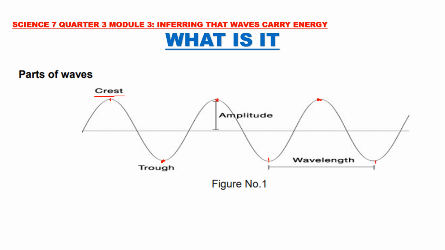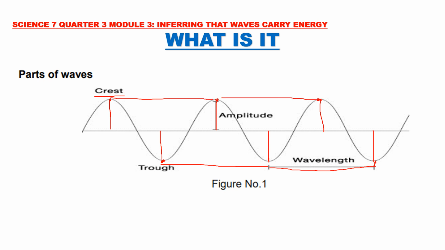So, amplitude natin ay crest to equilibrium, crest to equilibrium, crest to equilibrium. Pwede rin na trough to equilibrium, trough to equilibrium, trough to equilibrium. So, we have 1, 2, 3, 4, 5, 6 amplitude. And then wavelength is from trough to trough. Pwede rin to, trough to trough. Pwede rin crest to crest, crest to crest. So, ilan yung ating wavelength? 1, 2, 3, 4. Okay?